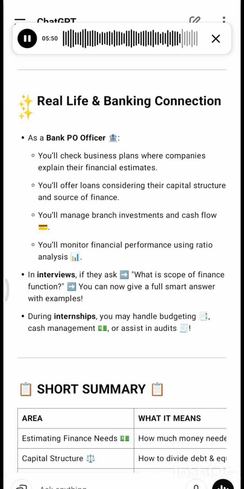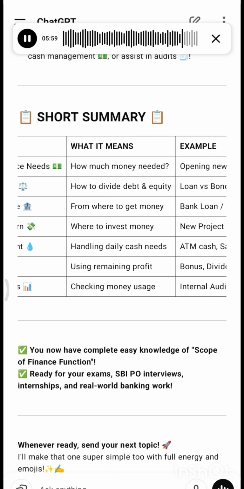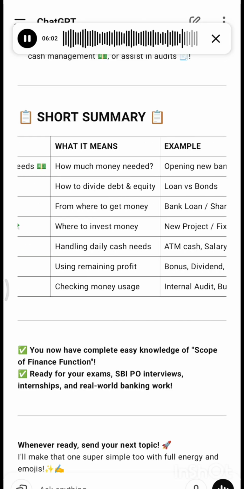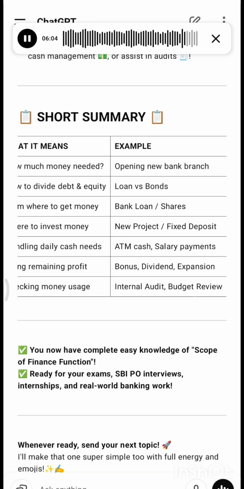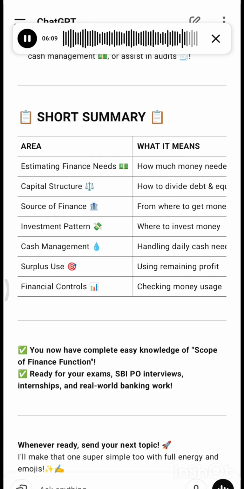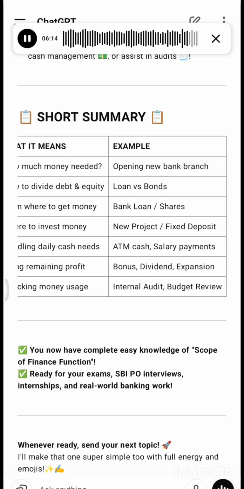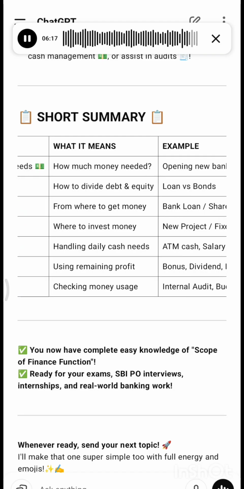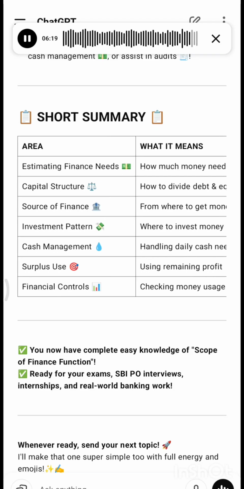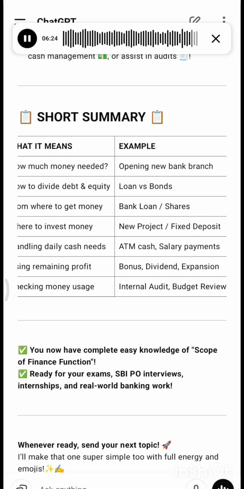Area, what it means, example. Estimating finance needs: how much money needed? Opening a new bank branch. Capital structure: how to divide debt and equity? Loan versus bonds. Source of finance: from where to get money? Bank loans. Investment pattern: where to invest money? New project, fixed deposit. Cash management: handling daily cash needs. ATM cash, salary payments. Surplus use: using remaining profit, bonus, dividend, expansion. Financial controls: checking money usage, internal audit, budget review.